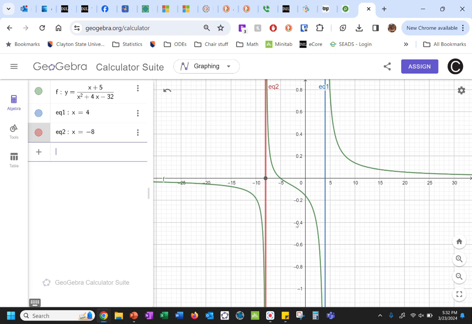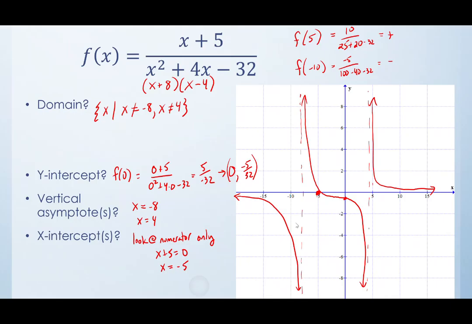So that's really all that we have for this problem. We've got another similar problem coming up for a second example in the next video.